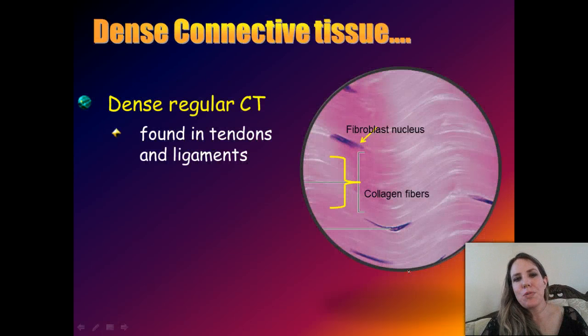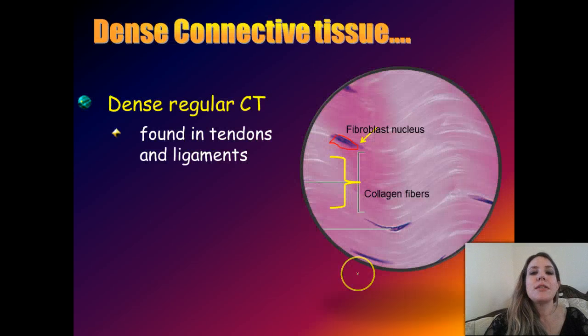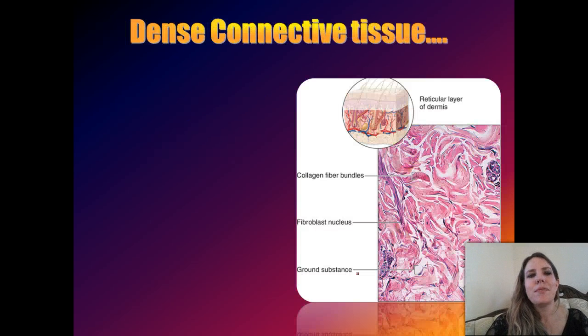And then here's our dense regular. So we've already shown you this. Again, those nice regular pattern of collagen fibers. Here's a nucleus of a fibroblast, so that you can see the fibroblasts that produce the collagen are just scattered here and there. But this is of tendons and ligaments. Okay, so you know that.